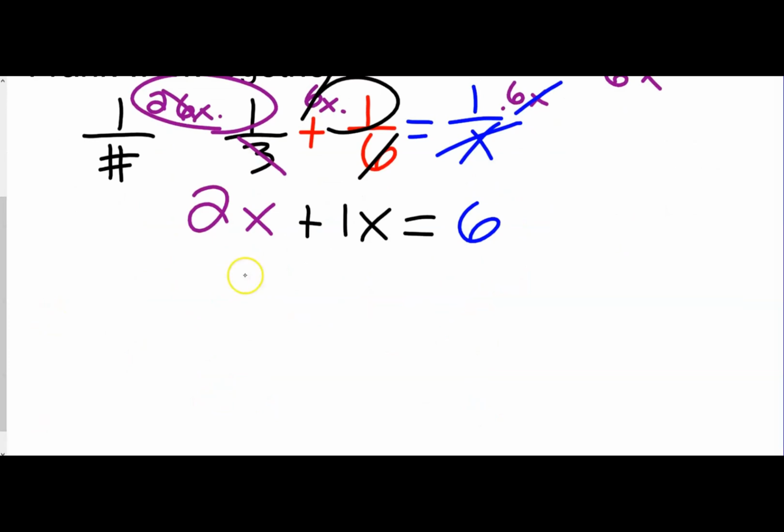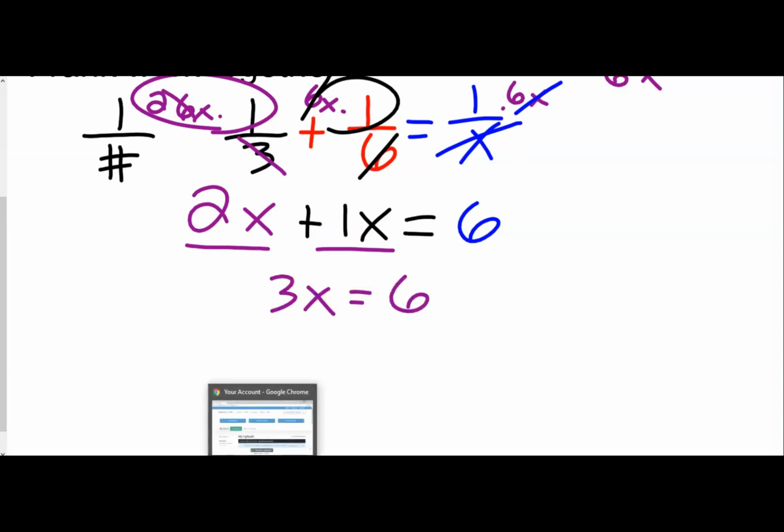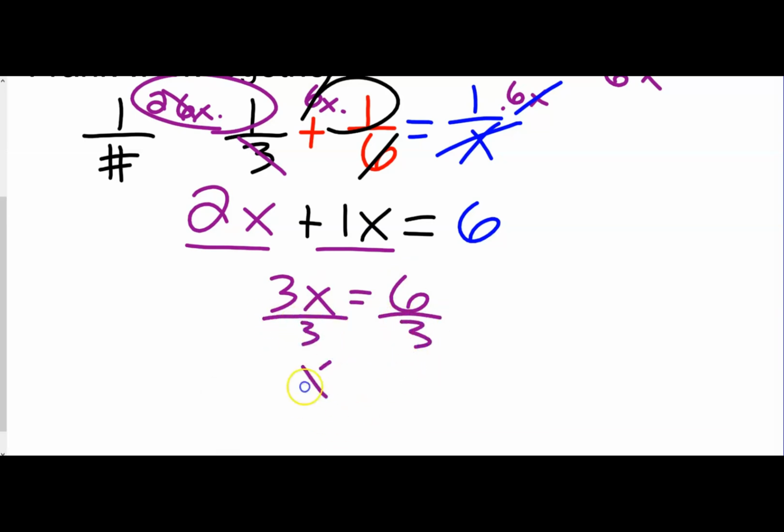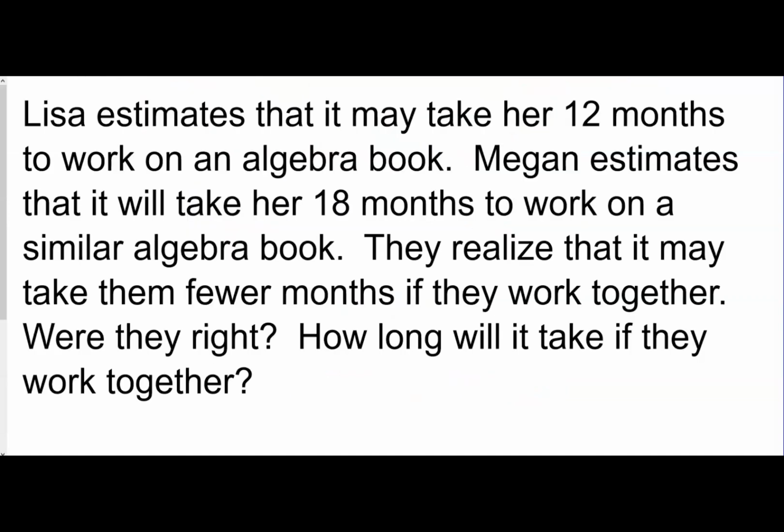So all you got to do is combine like terms. So what is 2x and 1x? That gives us 3x equal to 6. So do a quick division, and you find out that it will take them, if they work together, 2 hours. 2 hours to complete it. Or in other words, when you think about it, every hour they get half of the job done. So 2 hours. All right, so let's take a look at another problem, and let's get used to this.